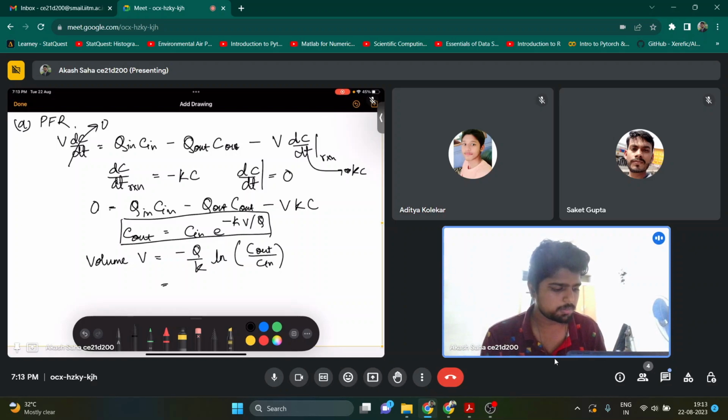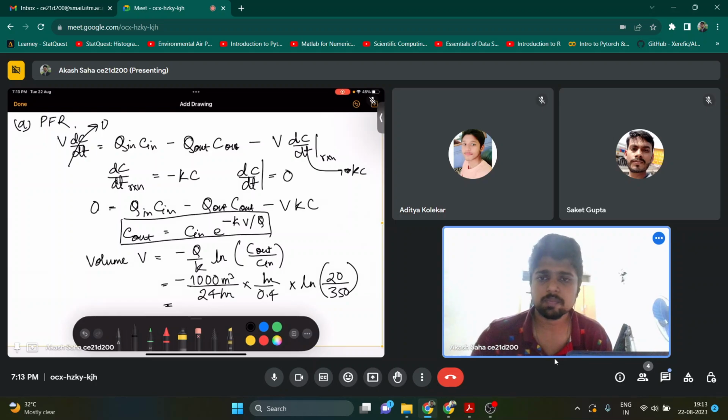So if we substitute the formula, we know that it is 1 MLD. So we can write it as 1000 meter cube per 24 hours. And my K value will be 0.4, that is also in per hour, into ln of C out, which is 20, and C in is 350. So if we solve it, what is the answer that we are getting? What is the volume that we are getting?